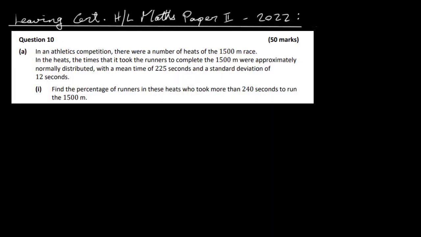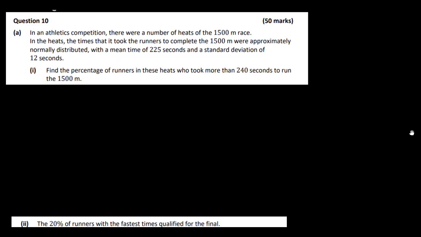Okay, so let's have a look at the Leaving Cert Higher Level Maths Paper 2, 2022, and this is question 10. In an athletics competition, there were a number of heats of the 1500 meter race. In the heats, the time that it took the runners to complete the 1500 meters were approximately normally distributed, with a mean of 225 seconds and a standard deviation of 12 seconds. Find the percentage of runners in these heats who took more than 240 seconds to run the 1500 meters.